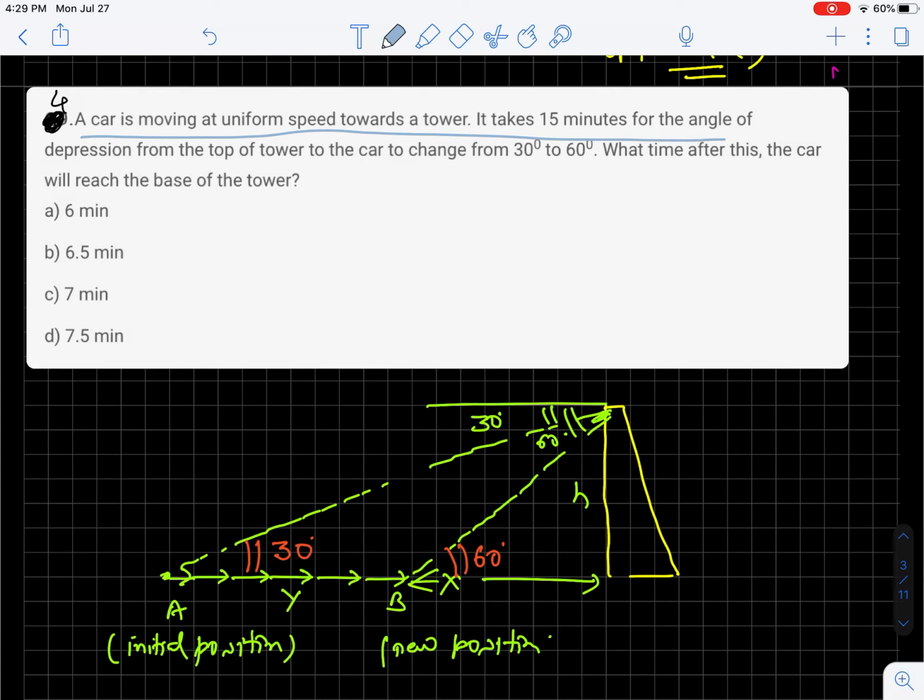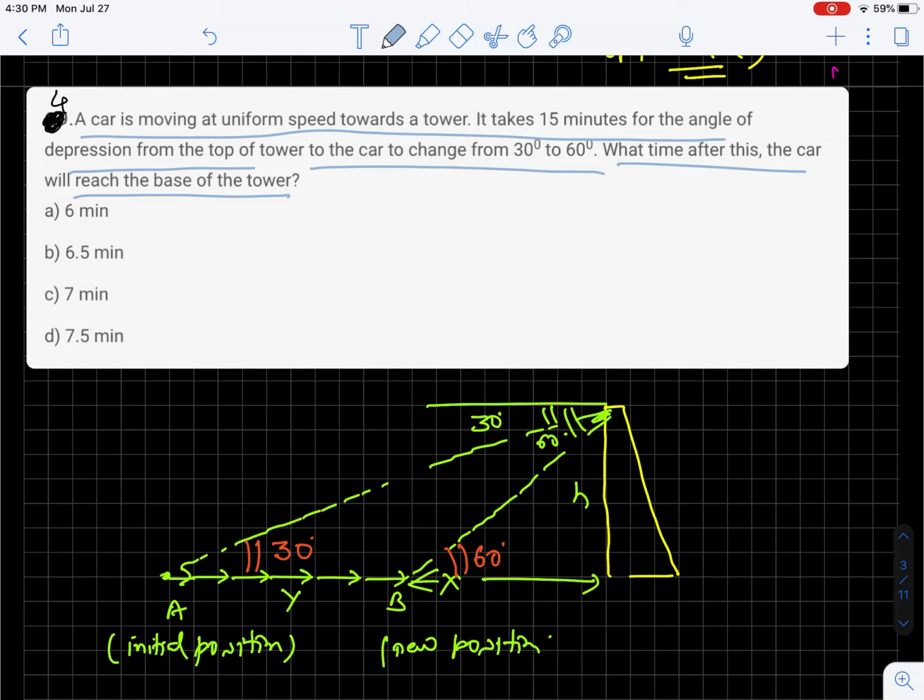It takes 15 minutes for the angle of depression from the top of a tower to a car to change from 30 to 60. Basically, you are approaching the tower, and in 15 minutes your angle of depression changes from 30 to 60. After what time will this car reach the base of the tower? Okay, similar concept but different scenario.